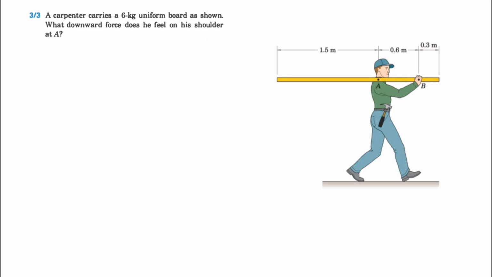We're going to be solving another question from the third chapter of the Meriam textbook, question 3. We have a carpenter that carries a 6 kilogram uniform board as shown, and what downward force does he feel on his shoulder at point A? We're going to start with the free body diagram. Since we are in equilibrium, we can use our equilibrium equation where the sum of all forces equals 0, and we have the same thing for the moment.